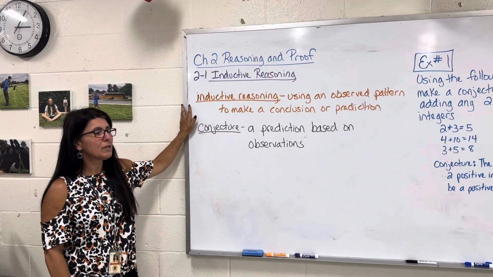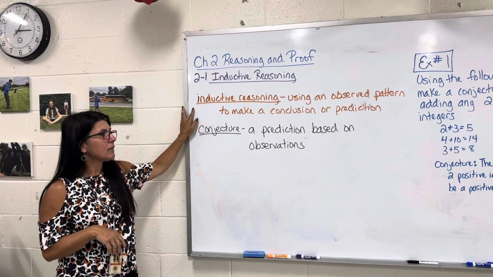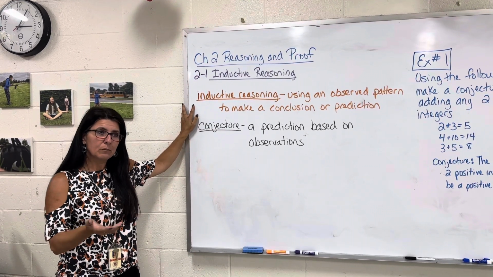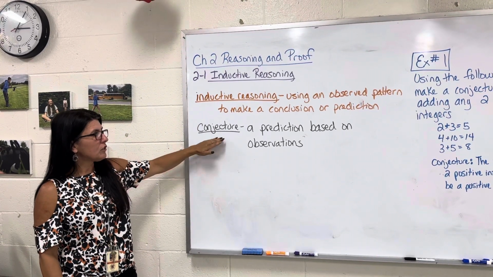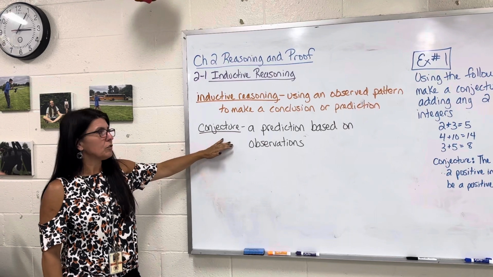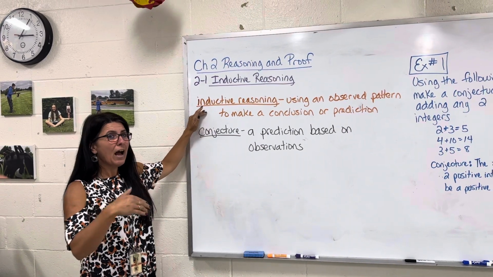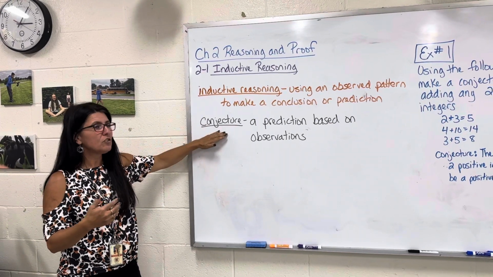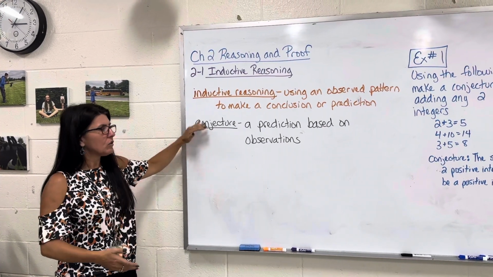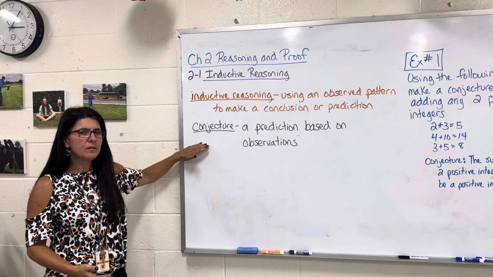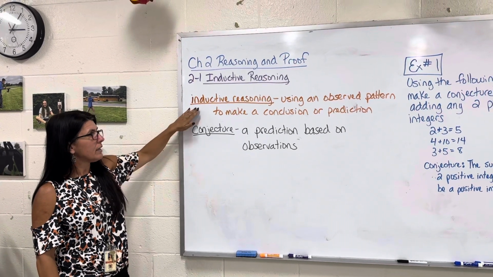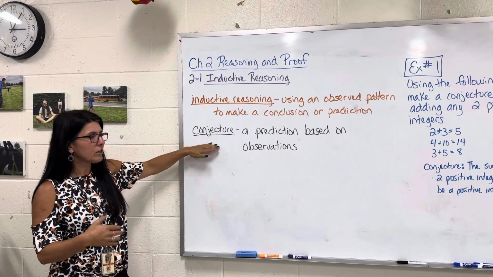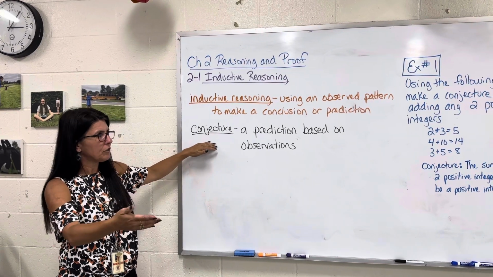Inductive reasoning is using an observed pattern to make a conclusion or a prediction, and that's the examples that we'll go over today. Conjecture is a prediction based on observation. So inductive reasoning is the reasoning that you're using to come up with a prediction. The conjecture is your prediction. So look at the difference between those two, because you'll see those in your directions. Inductive reasoning is what you use. Conjecture is your conclusion or your prediction.